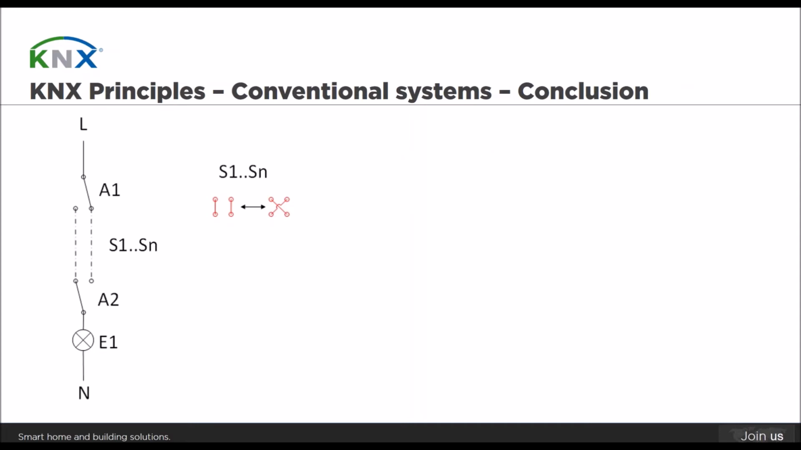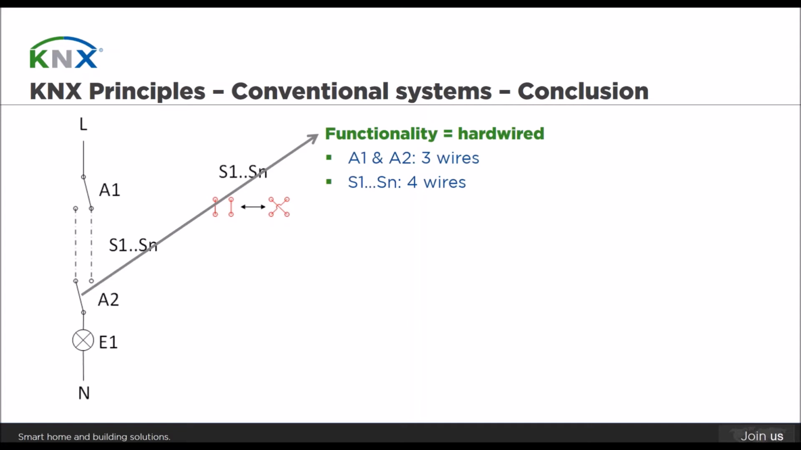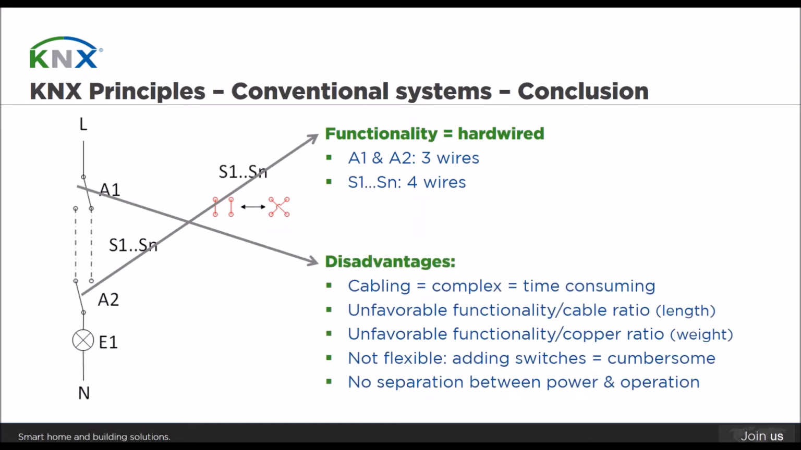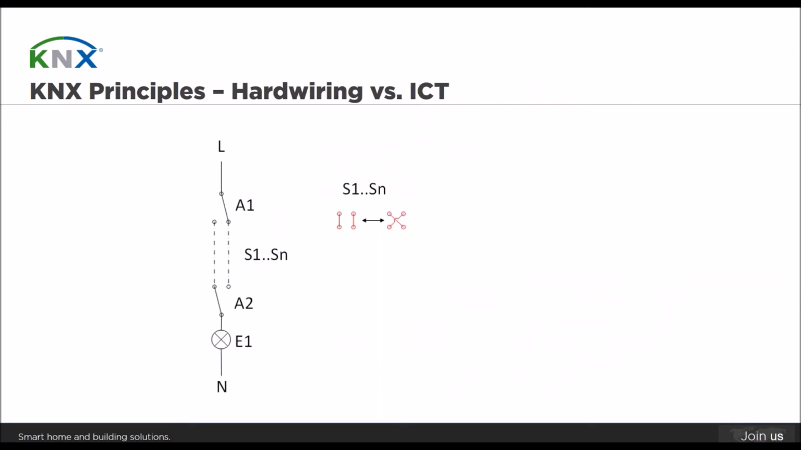So what is the conclusion? The conclusion is that with a conventional system where the functionality is hardwired, hardwired comes with some disadvantages. It means the cabling is complex. Complex means time consuming. Time means money. So this is indeed expensive just for cabling, which is the most important disadvantage.